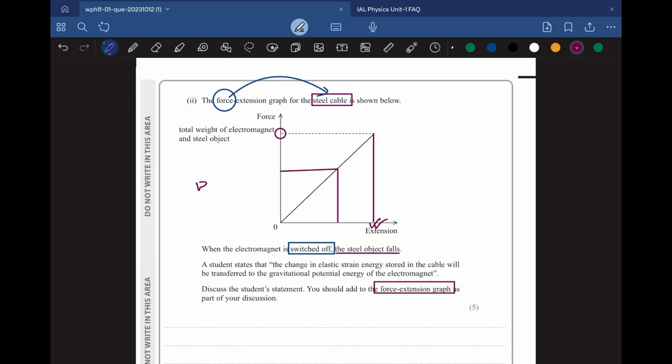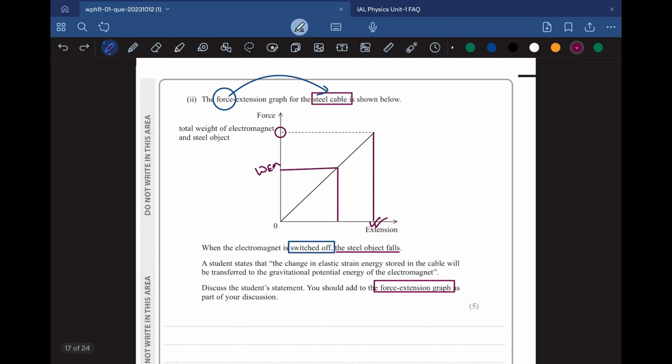We can say this is going to be our weight. We can only write the weight of the object. Sorry, not the object, my bad. This is the weight of the electromagnet, because the object has fallen when the electromagnet was switched off. So now it is the weight of the electromagnet. Now we can break it down like this. Now let's think of the gravitational potential energy right now.